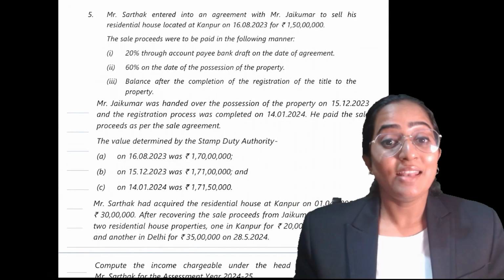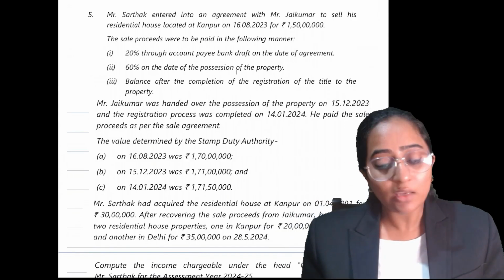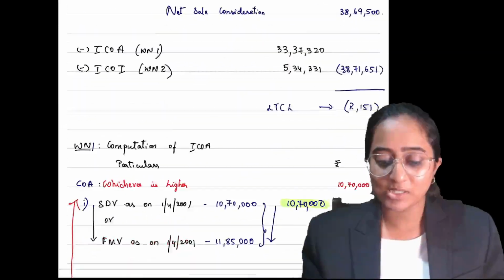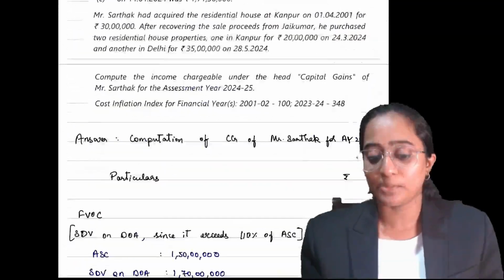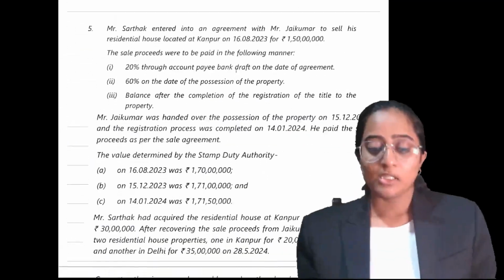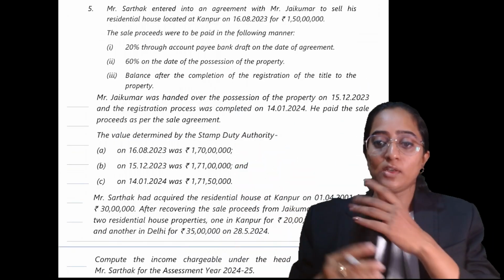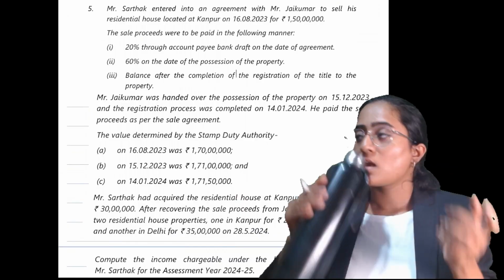The next question comes, people. It is very, very important because question number 5, question number 6, and question number 7 are almost related to each other. It's almost linked and related to each other. Let's try to understand. Okay.